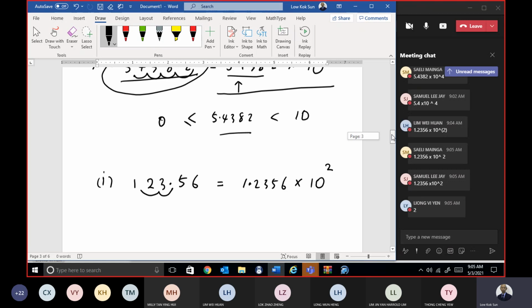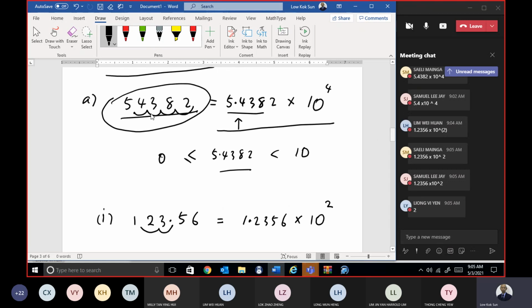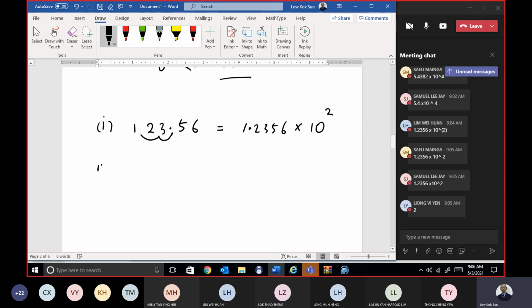You understand? Just now, you see, 54382. It has no decimal point, understand? But if there's no decimal point, we understand the decimal point is at the end. There's no need to write the decimal point. So we move from here 1, 2, 3, 4. We have moved 4 steps. That's why the power is 4. You got it? And let us quickly jot one more time because we have other things to do.